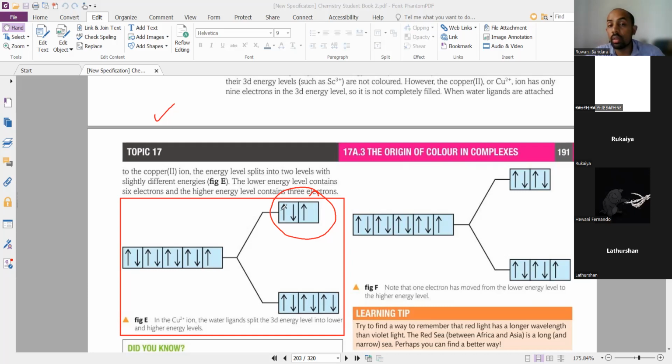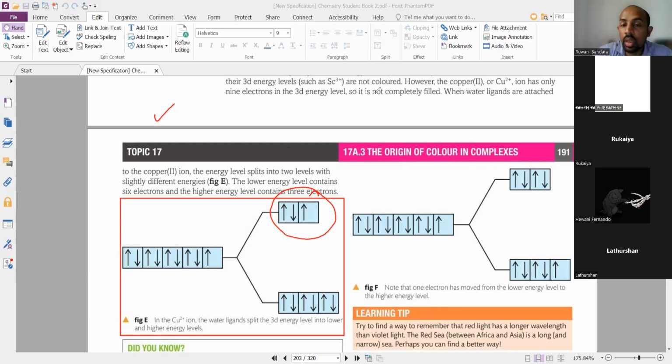Now is that clear? I'll repeat the entire steps again from the beginning. Ligands cause d orbitals to split into two different energy levels. Electron in the lower level will absorb energy from the visible light and move to a higher level. Color complementary to the absorbed color can be seen. Okay? Right.